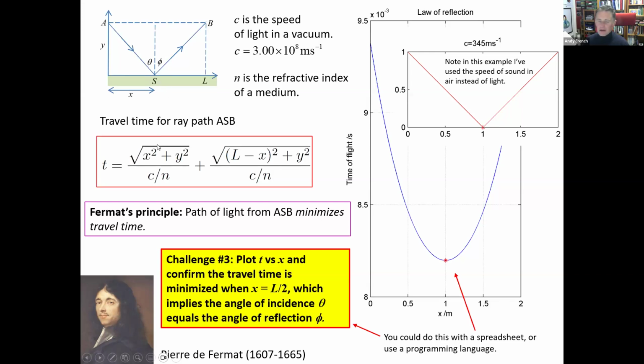So this is a bit of Pythagoras. You're working out the time from A to S to B. And if you plot that versus the distance between A and S horizontally, you get a nice curve. It's not quite parabolic, but it's close to it. And if you work out the minima of that, what you find is that the minima corresponds to those angles being the same. You can do a bit of calculus to prove this, but in the spirit of this challenge, this is all about computation. So that's quite nice.